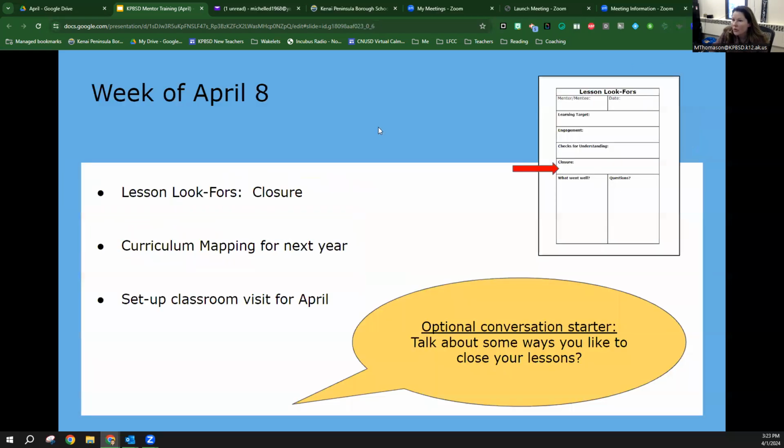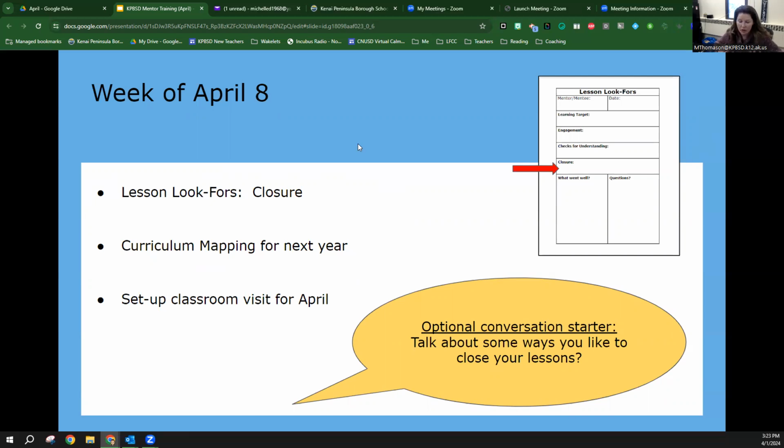All right, so let's start digging down deeper into those weeks. This month, we're going to be talking about closure. I hope you have an opportunity to talk more with your mentee about closure. And you've probably become very familiar with the lesson look fors document. I did put that link in the email, so if you want to click into that link, feel free.